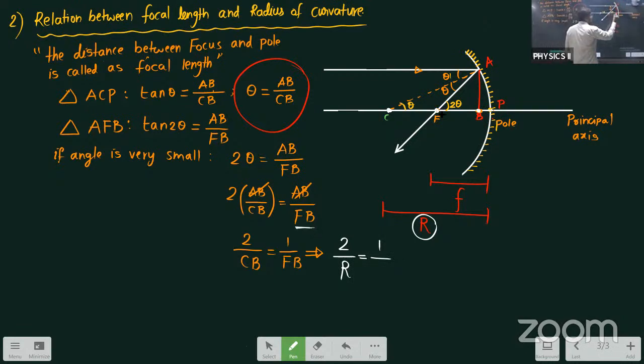F is here, point B is here. What I am saying is the distance between B and P is very negligible. I can assume that the point B is at point P itself. So what is the distance between focus and pole? It is becoming F.